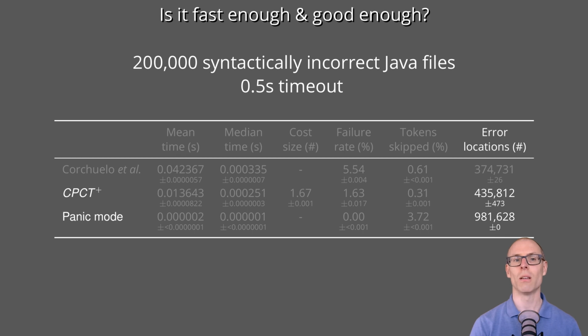But you might notice that Corchuelo et al. is identifying rather fewer error locations than CPCT Plus. The reason for that can be seen in the failure rate column, which tells us, for our corpus, how many files this approach was unable to fully repair within the timeout. Corchuelo et al. failed on about 5.5% of files, whereas CPCT Plus only failed on about 1.6%. In other words, Corchuelo et al. weren't able to parse all of the corpus and identify all of the syntax errors. But I think, ultimately, the most important thing to take away from this is that CPCT Plus has a good average running time and a low failure rate.